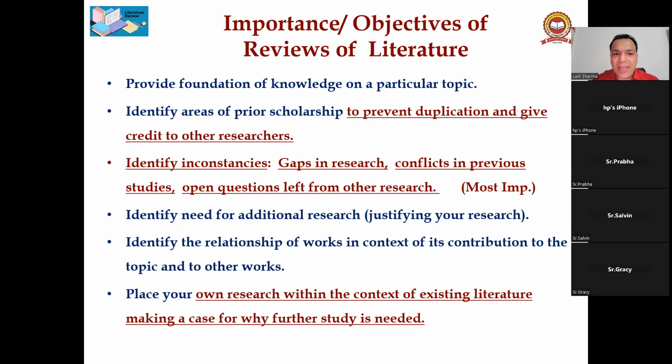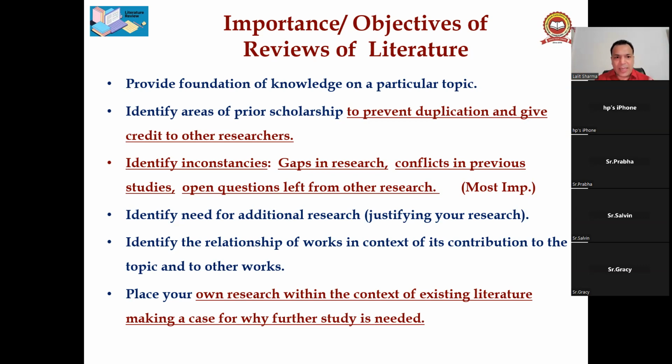Next is identify inconsistencies. We are talking about the importance and objectives of review of related literature. Why do we learn the review of related literature before finalizing the topic? Because of the various inconsistencies the previous researchers have left. We have to find out the gaps in the research, the conflicts in the previous studies, and open questions left from other researchers. We have to work on that. That's why its name is re plus search: research. You are searching again, you are working again.